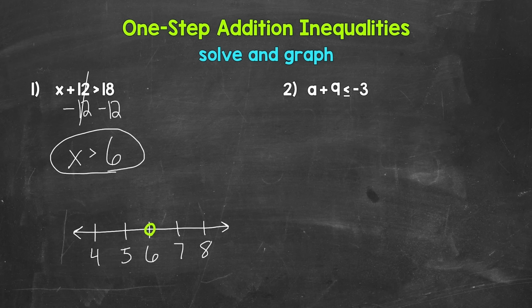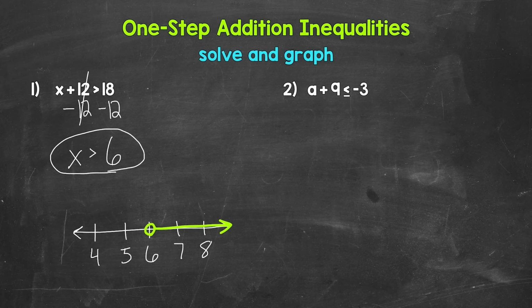Now we need to represent the greater than 6 part. So we need to draw an arrow pointing to the right, the direction of all of the values greater than 6. So an arrow going right. And that's our graph. So any value greater than 6 is a solution of this inequality. It makes it true. So x can be anything greater than 6.